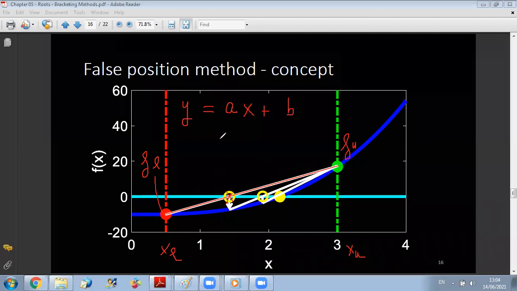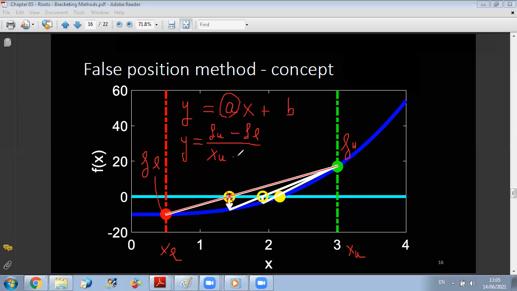To find the equation of this line, what is the slope? When I want to find the slope of a linear function, it's very simple. I do delta f over delta x. So the slope a can be calculated as f upper minus f lower over x upper minus x lower. This will give me the slope. So now the form of my equation is y equal to f upper minus f lower over x upper minus x lower times x plus b.